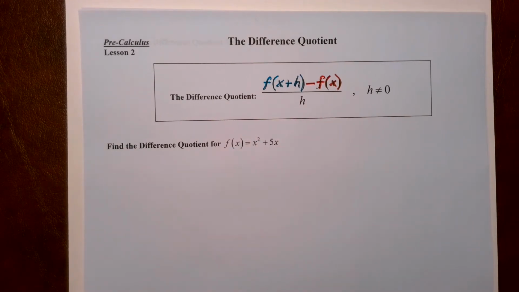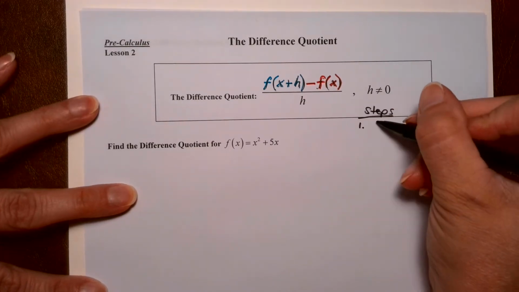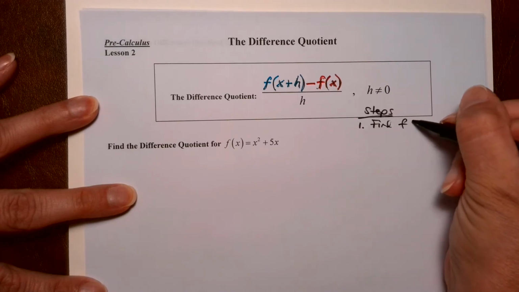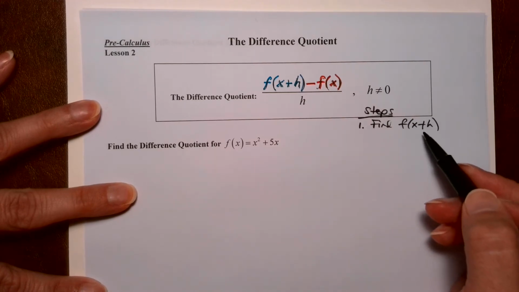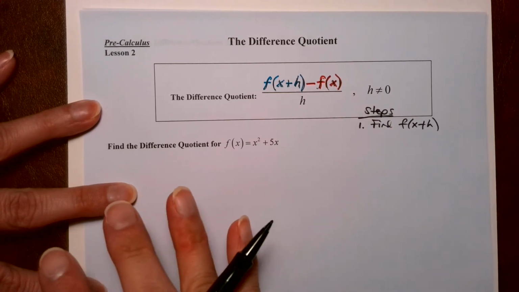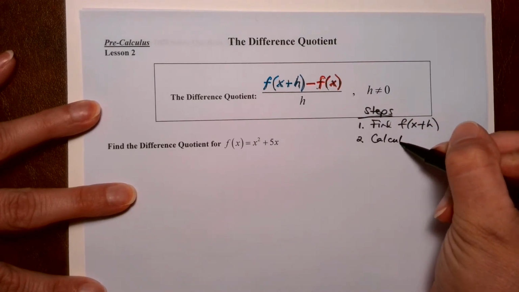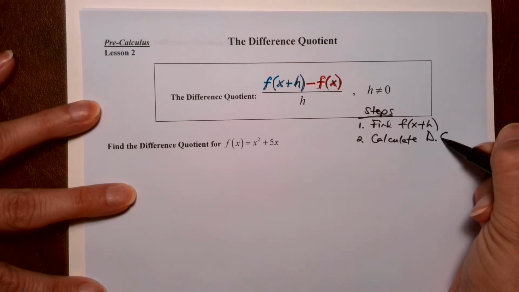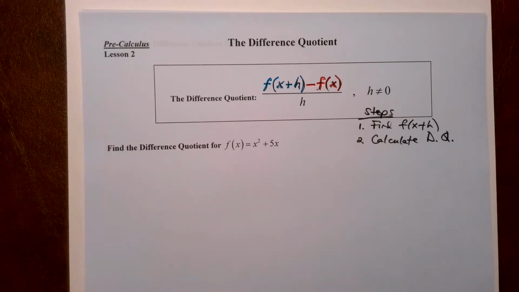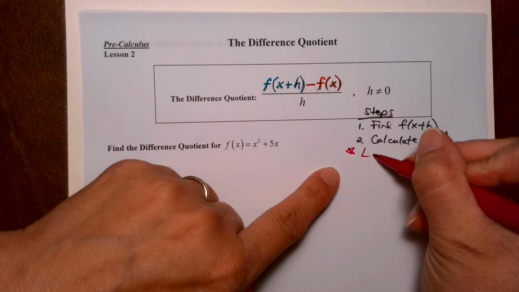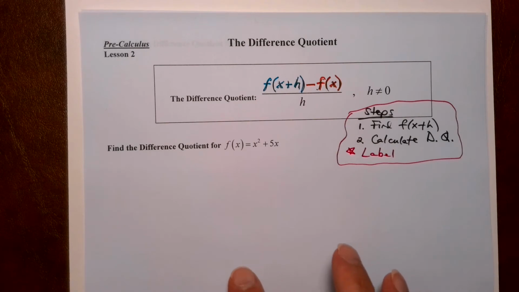So here's how I recommend you do this. Here are the steps. Step 1, I want you to find f of x plus h all by itself. Since that is a very large expression sometimes, it's helpful to just find that off to the side. And then step 2, calculate the difference quotient. Since these are two separate steps, we have to make sure that we label. Make sure you label, label, label. You just can't start calculating things without having it labeled.